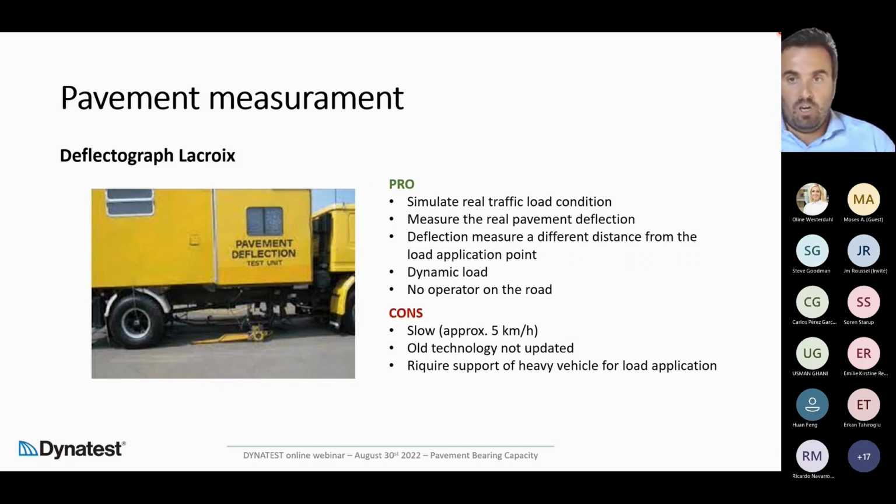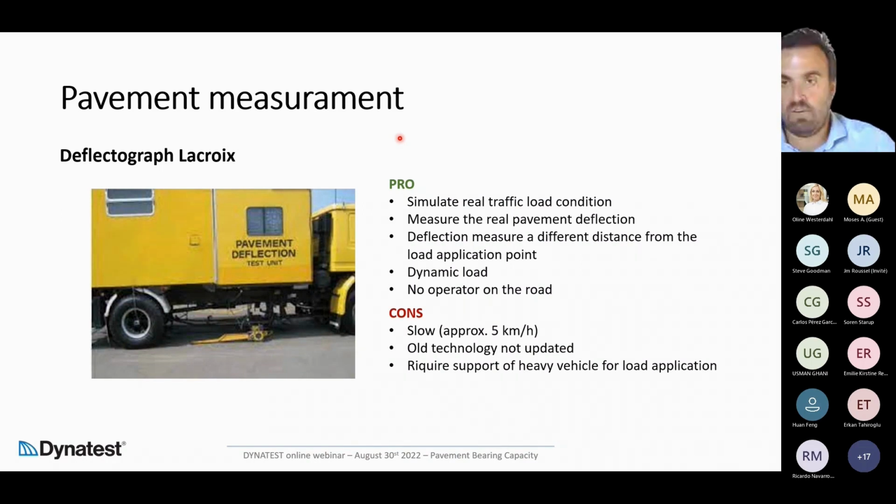An evolution of the Benkelman beam is the Lacroix deflectograph, where there is a mobile beam that is moved below the truck and placed down, and while the truck moves on and gets closer to the beam, then again the beam is placed 1 meter over, and so there is a continuous repetition of beam placement and measurements. The positive point, of course, is the simulation of the real traffic load condition.